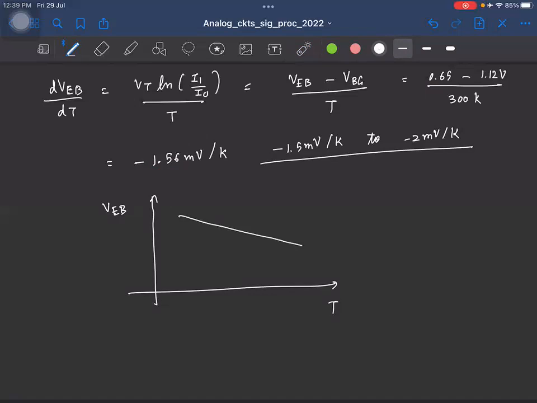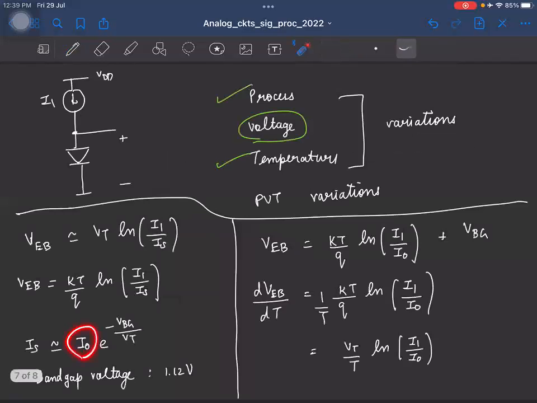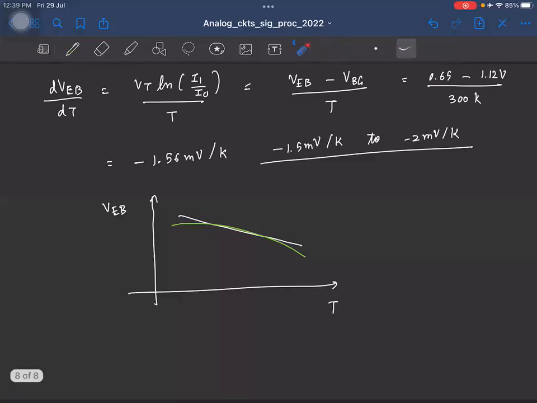Okay, but the actual curve is something like this. I mean, that's because this I naught here, where is it? This itself is a complicated function of temperature. So it is not a simple linear variation with temperature. It has some higher order polynomial relation. Okay, but to a first order, for our class, we'll assume that it's constant. That is, it is a linear slope, and the slope is minus 1.56 millivolt per Kelvin.